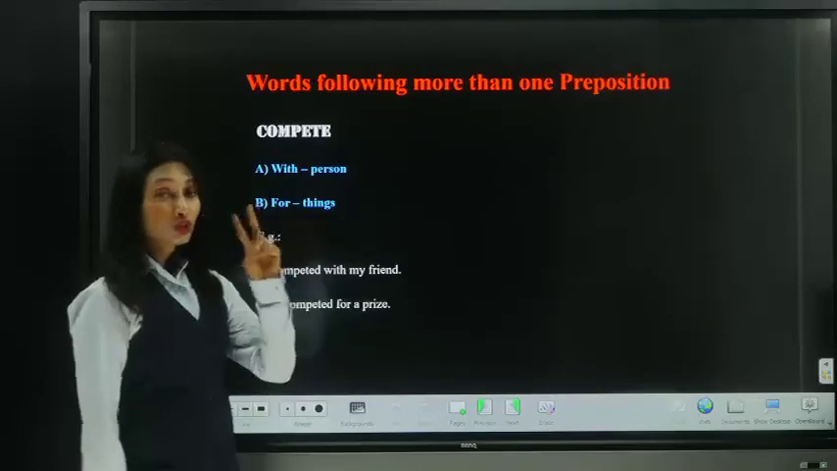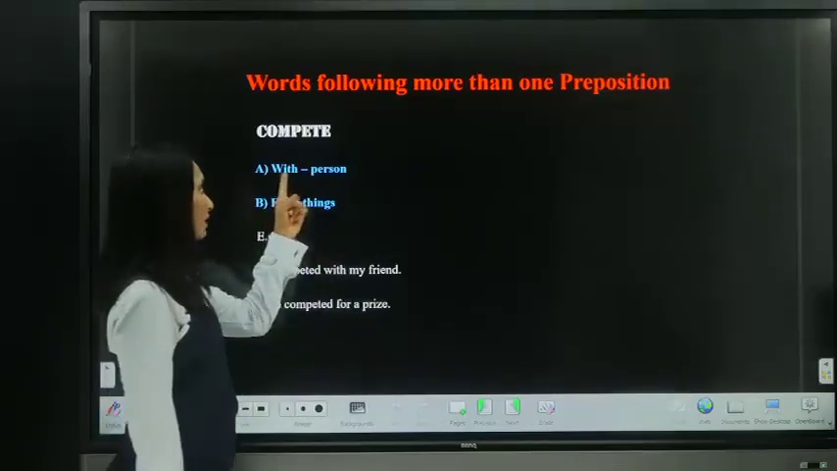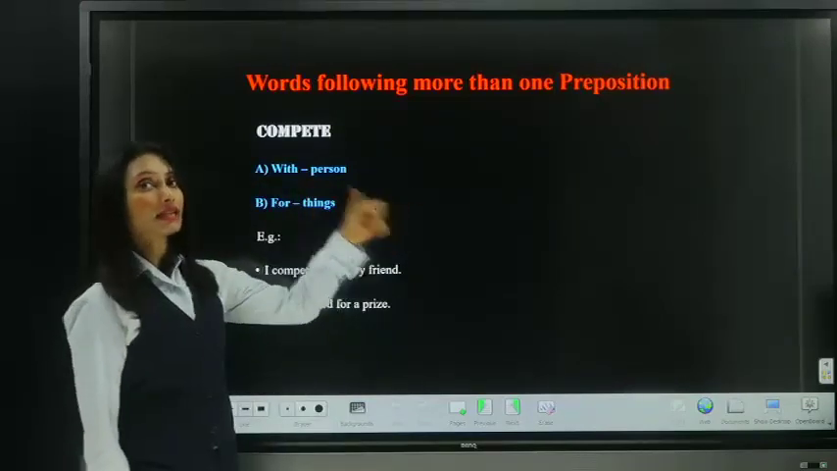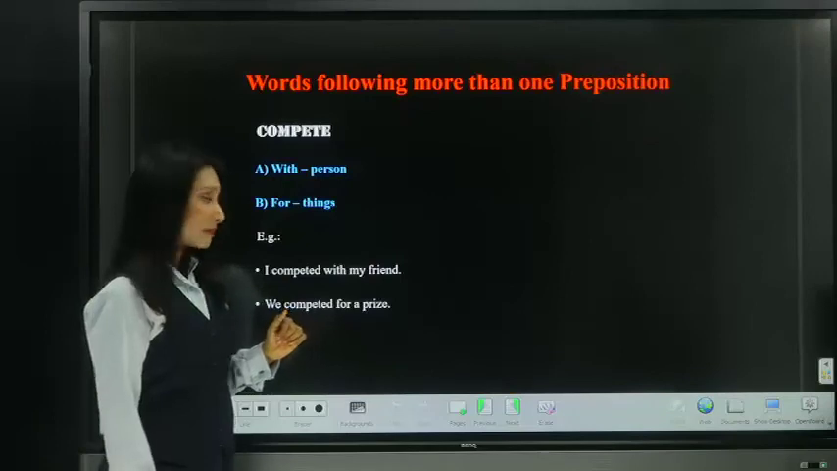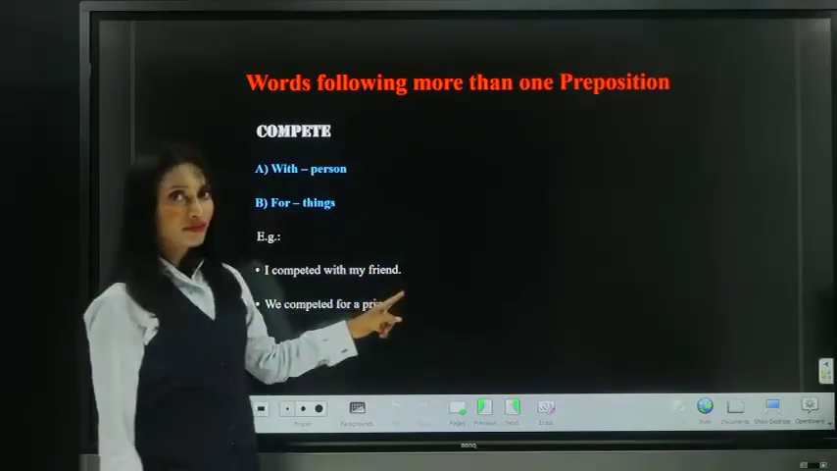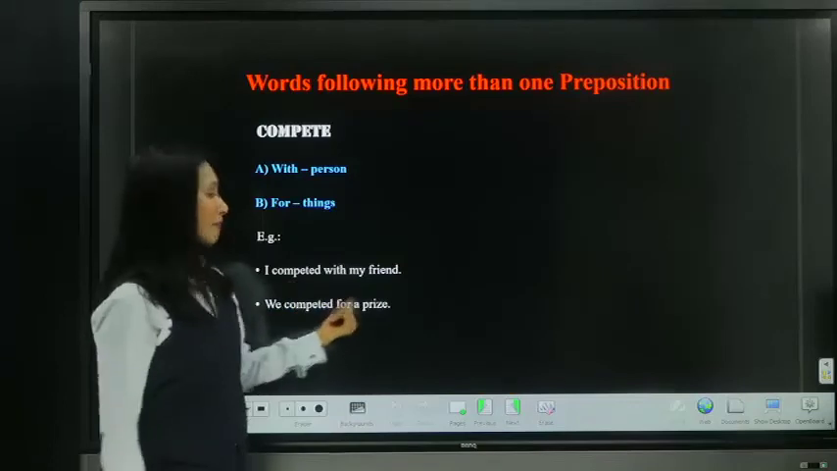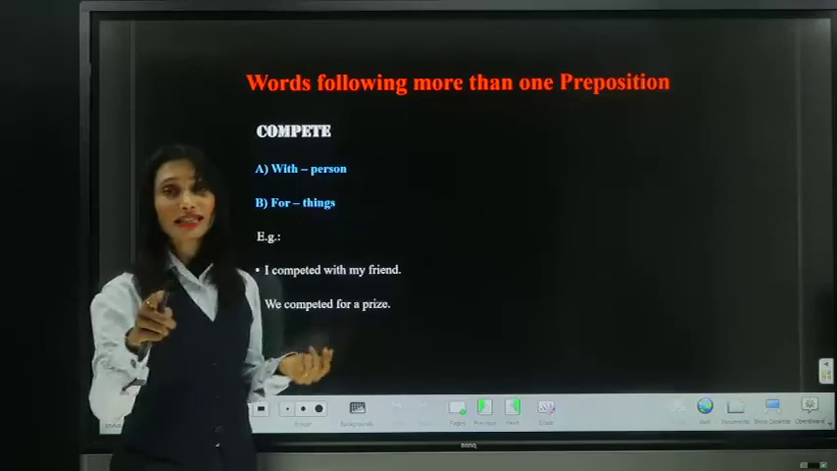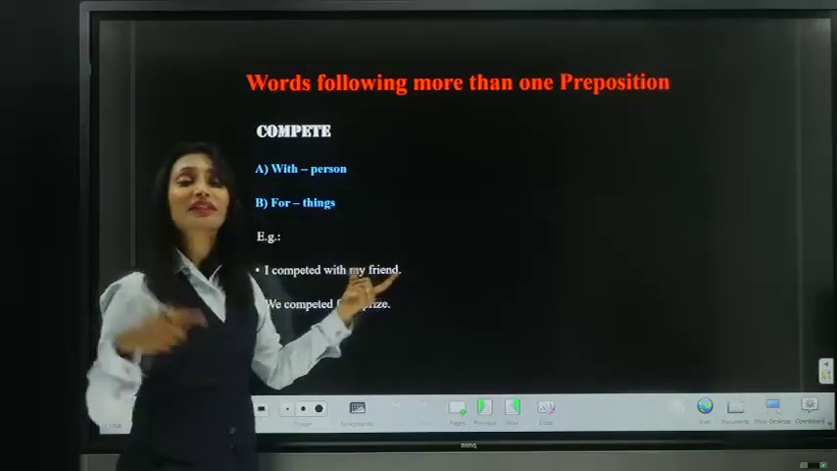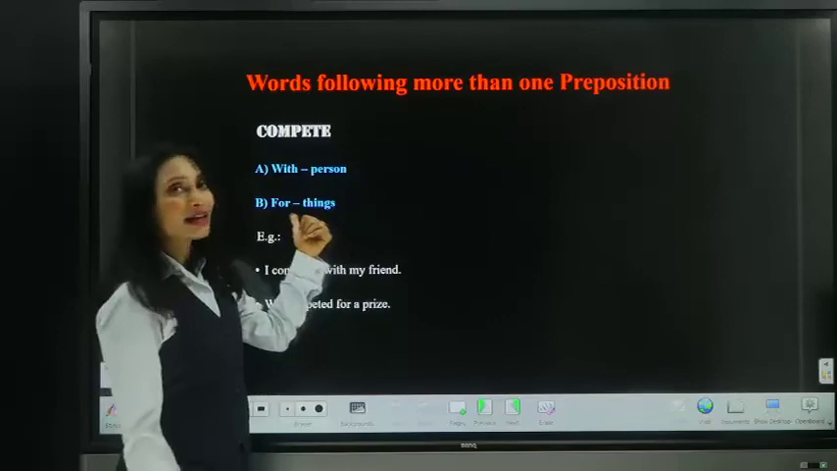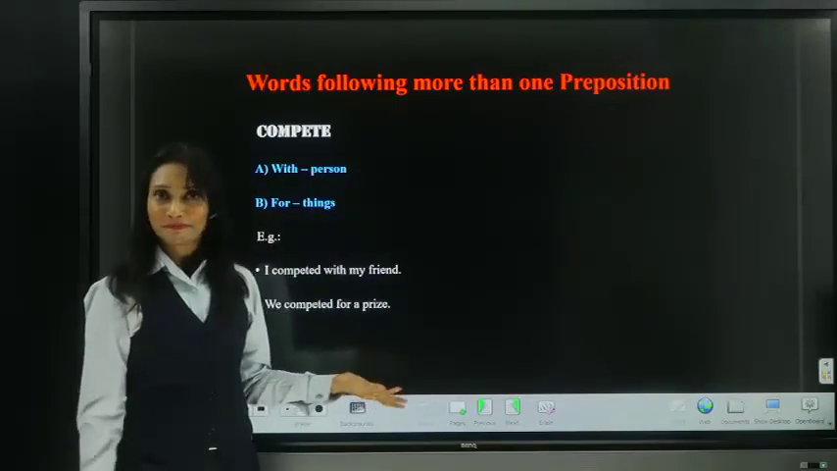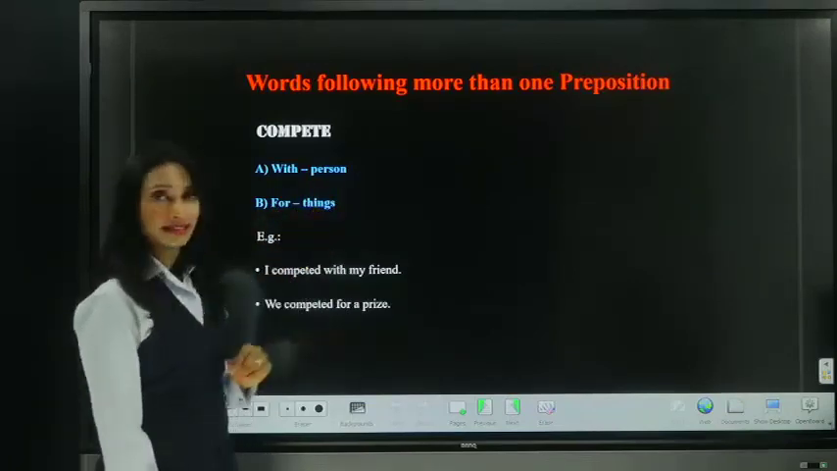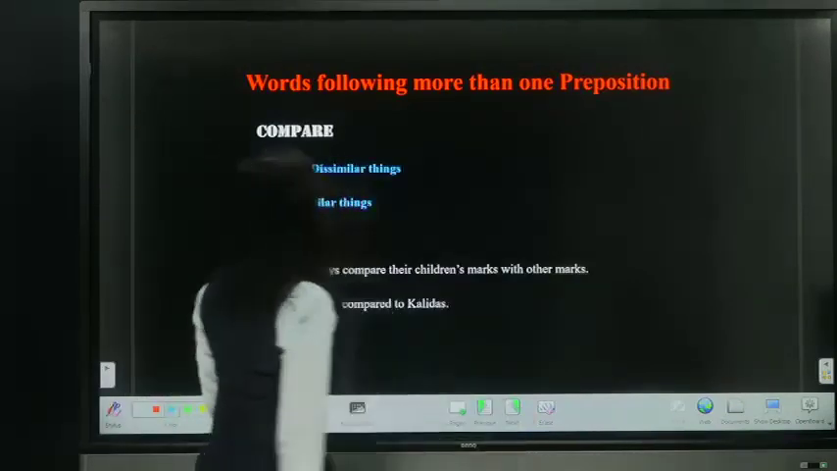Compete is followed by two prepositions. One, compete with. Two, compete for. You compete with a person, compete for a thing. For example, I competed with my friend, with the person. We competed for a prize, a thing. You all are writing competitive examinations by competing with other students for the government job. See, compete with persons, for things. Now, moving on to the next one.